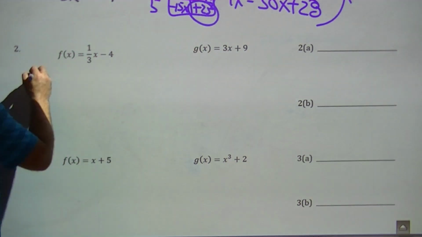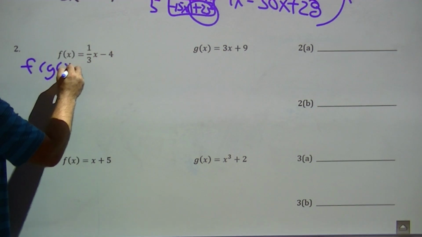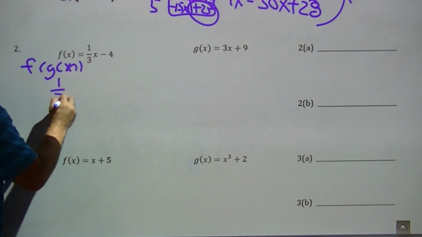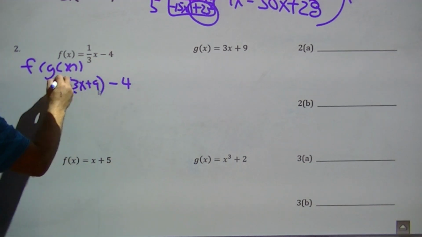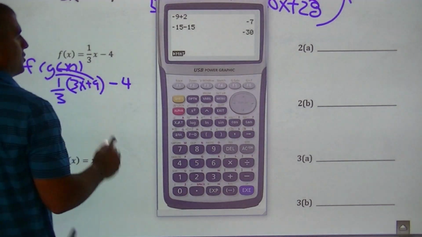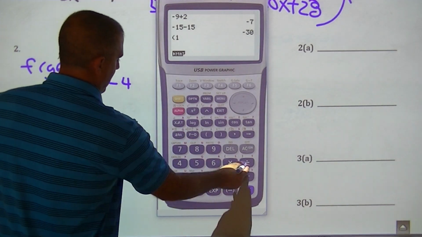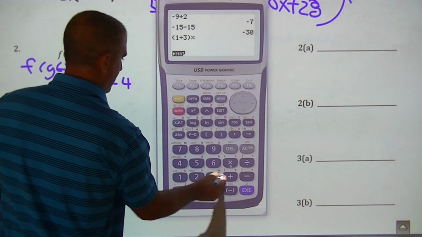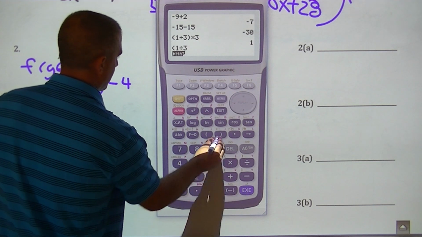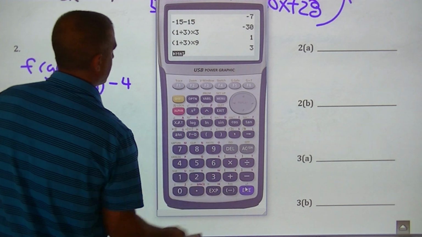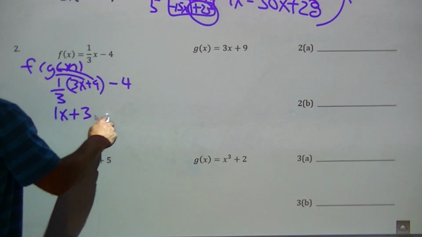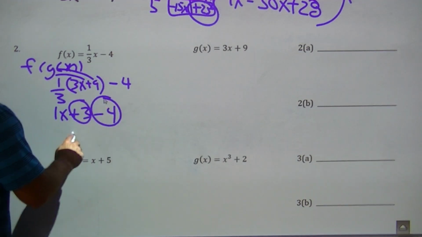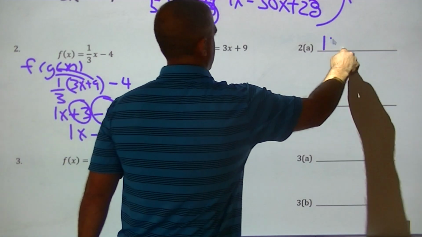this part. So I got f of g of x is what I'm doing here. So I'm going to start with the f function. I'm going to put in the g function. Distribute 1/3. Use your nice fraction button. I don't have that, but I would just use your nice fraction button. Times 3. 1/3 times 9. So I got 1x plus 3 with this minus 4 here. This and this will combine to negative 1.